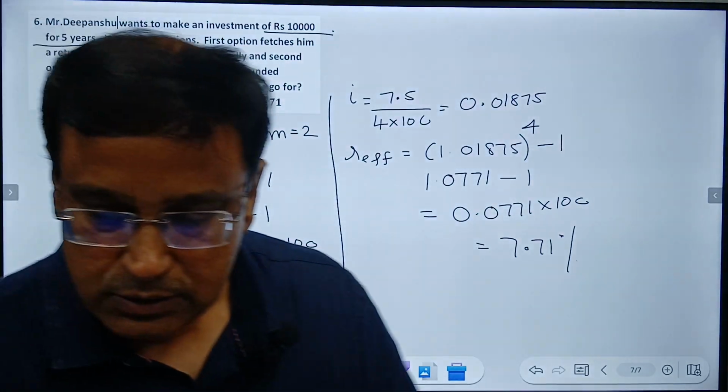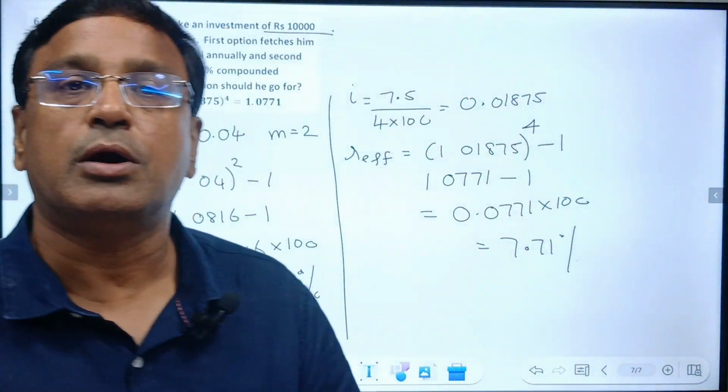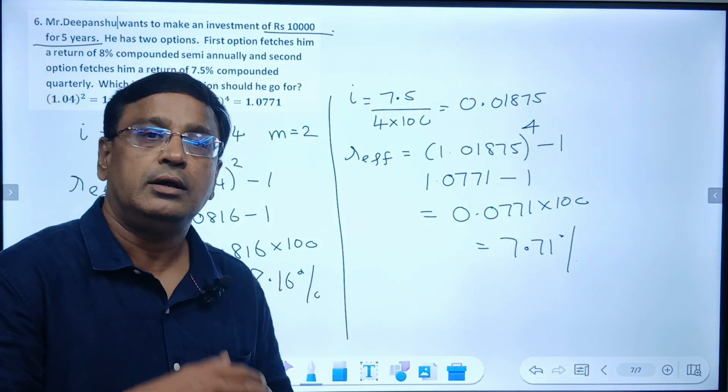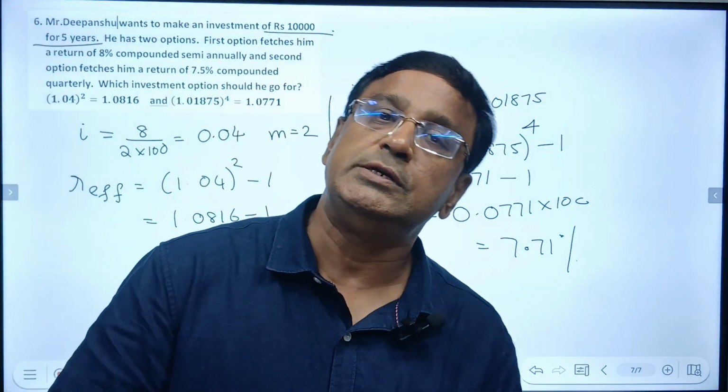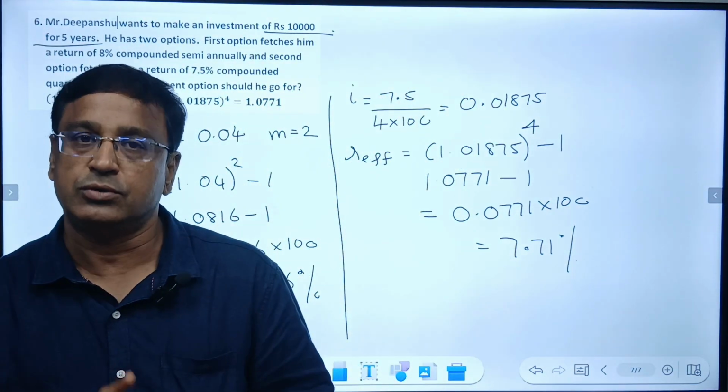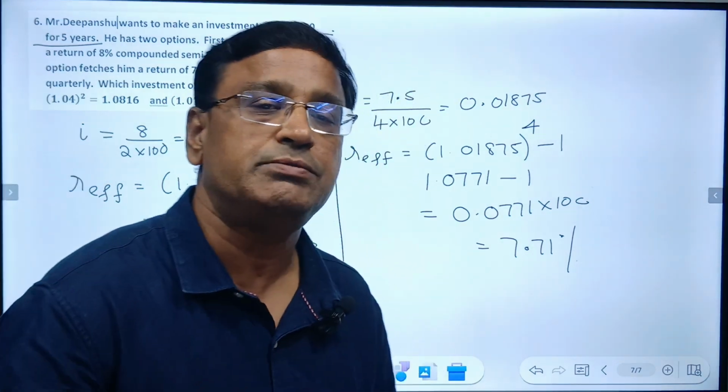Is it clear? So I think with that we covered all the problems in ML Aggarwal. And there are other problems in that exercise which come under CAGR, otherwise called compounded annual growth rate, which we will do in the next video.